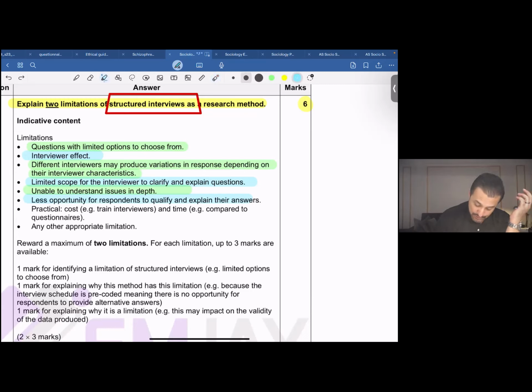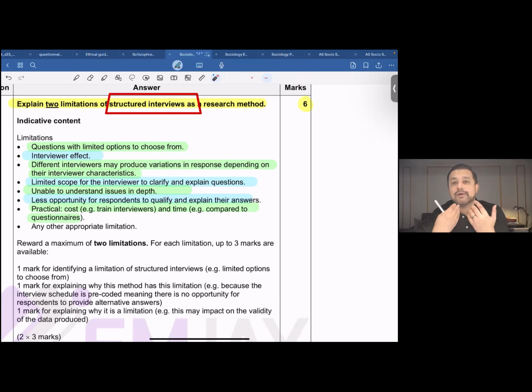The next point over here, a practical limitation, is the cost. For example, you need to train interviewers. As compared to a questionnaire, there's the amount of time that is required. I think I mentioned this earlier in this very video, that if you talk about a comparison between an interview and a questionnaire, an interview usually takes more time, right? Interviews usually take more time.